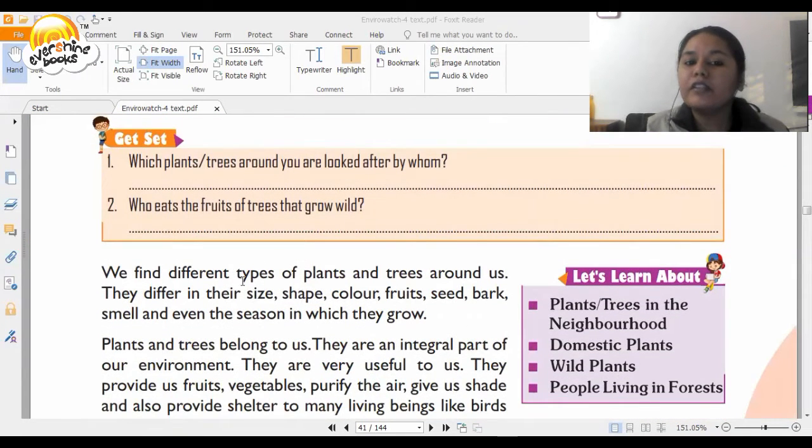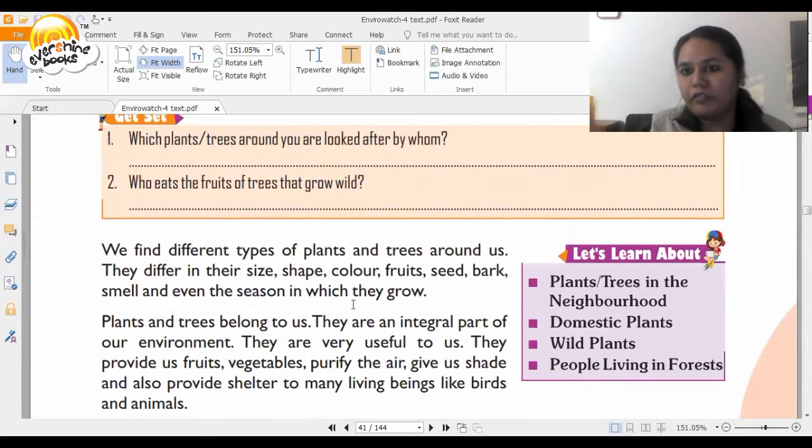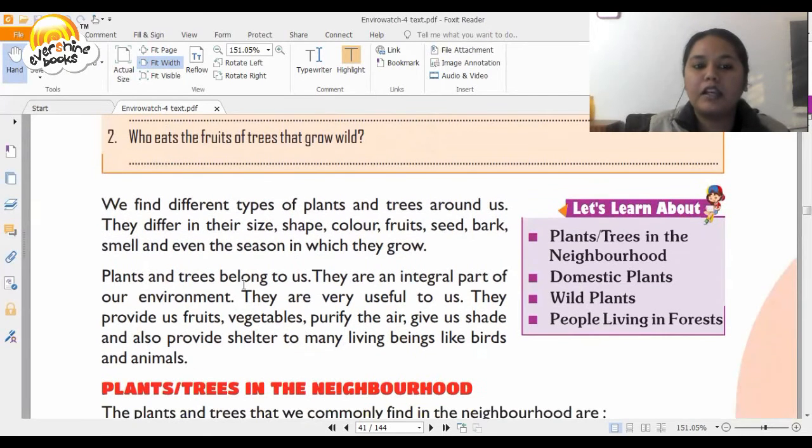We find different types of plants and trees around us. They differ in their size, shape, color, fruit, seed, bark, and smell, and even the season in which they grow. So imagine so many plants and so many different features they have, whether it's size, their roots or their bark, the seasons in which they are growing, like a mango tree you find in summers.